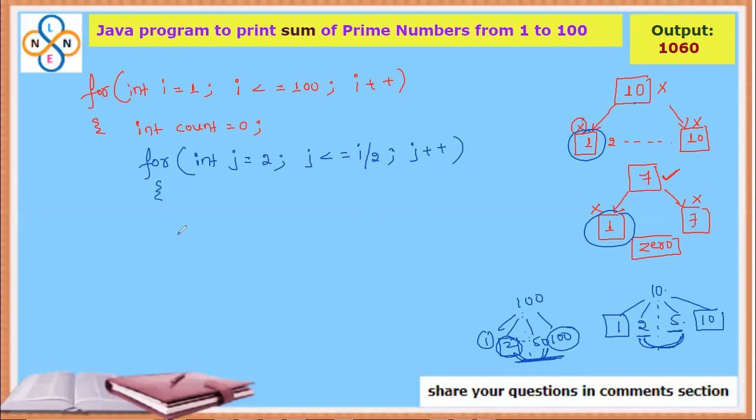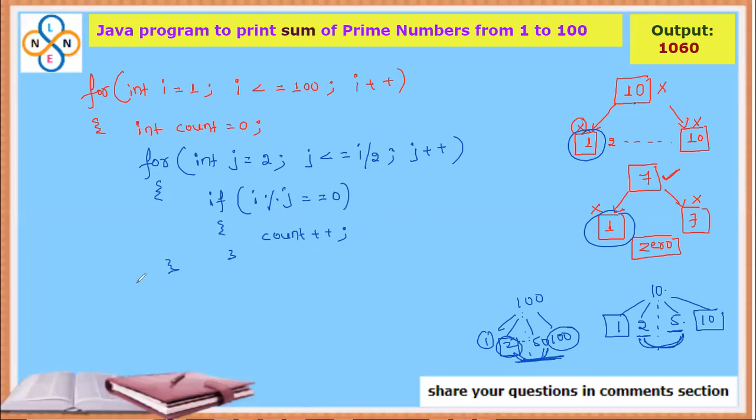So what is the purpose of this inner for loop? To check and count the number of factors of every I value. That's why I'm writing a condition: if I modulo j double equals to 0, it means j value is a factor of I. So the purpose of this one is to count the number of factors. That's why I'm taking it as count plus plus. This is the purpose of the inner for loop. So then, closing of this for loop.